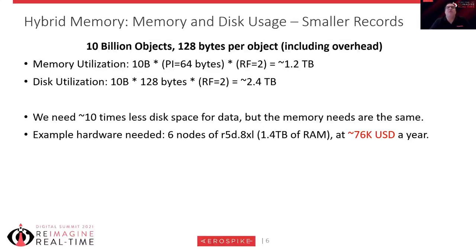That would mean that even though we had 10 times less disk space for data, the memory needs remain the same. And that would mean that in this example, we need 6 nodes of R5D 8 extra large, which has 1.4 terabytes of DRAM, and only reduce the amount of money that we need to spend to about a half, to $75K per year.